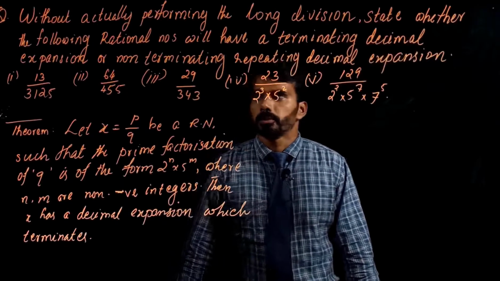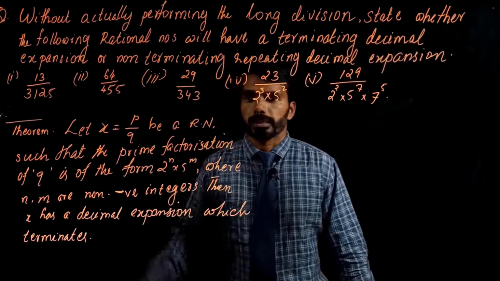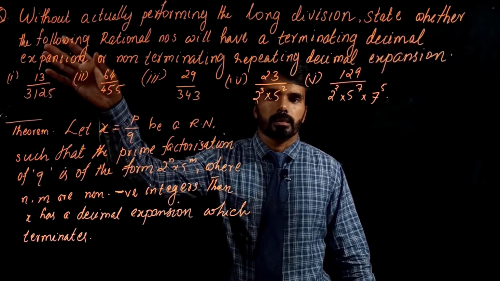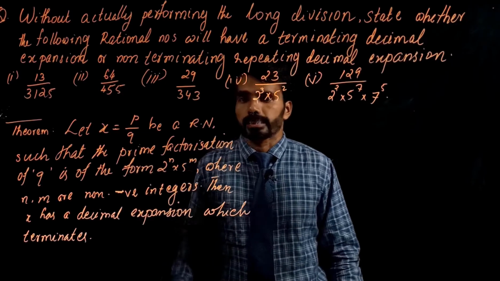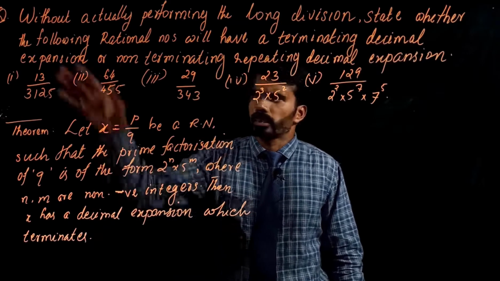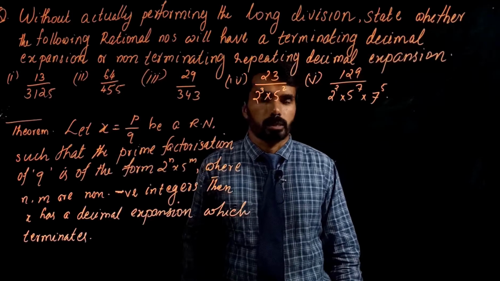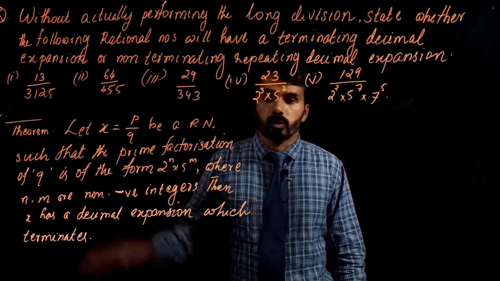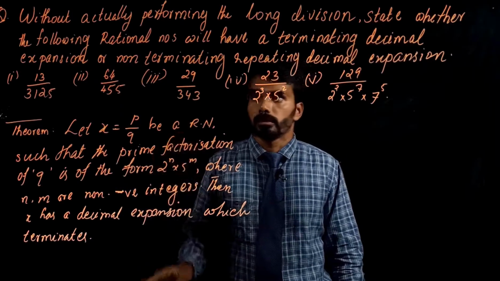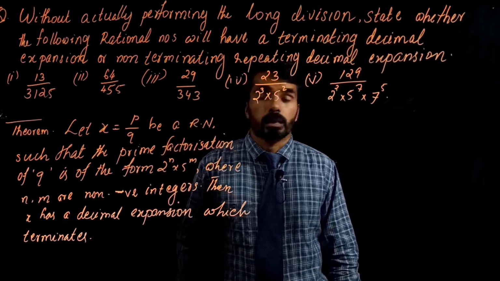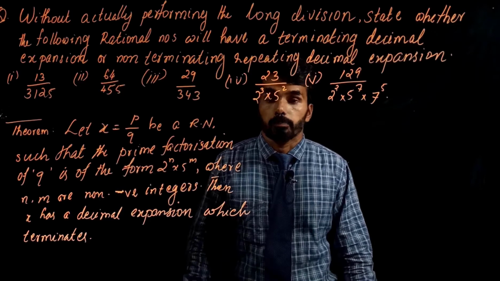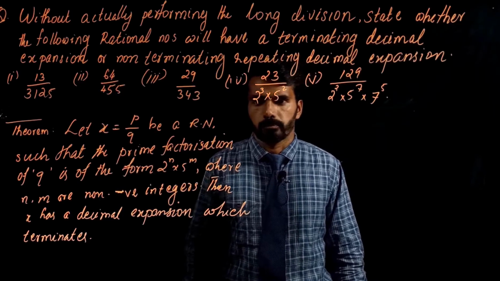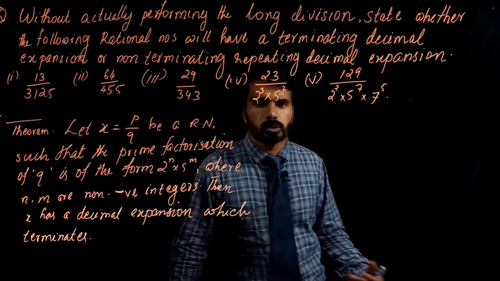Good evening, friends. Today in this class we are going to discuss question number 1 from exercise 1.4. That is, without actually performing the long division method, we state whether the following rational numbers will have terminating decimal expansion or non-terminating repeating decimal expansion. So, how will we solve this?